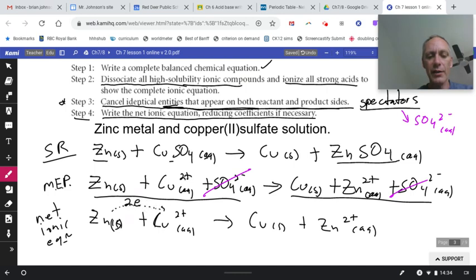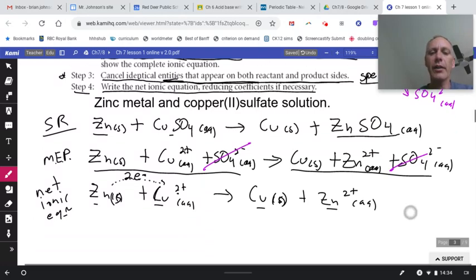You don't need to know this, but you will in Chem 30. So if zinc loses 2 electrons, it becomes zinc 2 plus. If copper 2 plus gains 2 negative electrons, it becomes copper solid. So this reaction is a transfer of 2 electrons, and the sulfate has nothing to do with it.